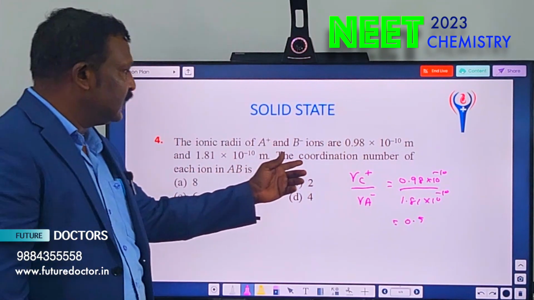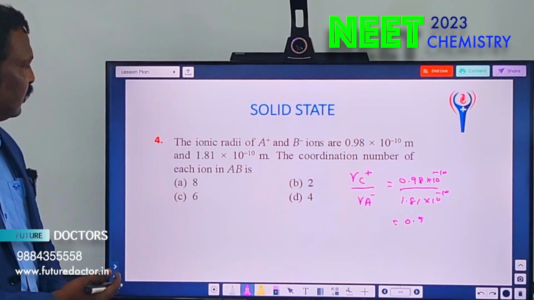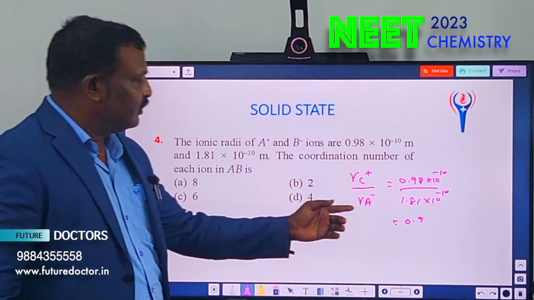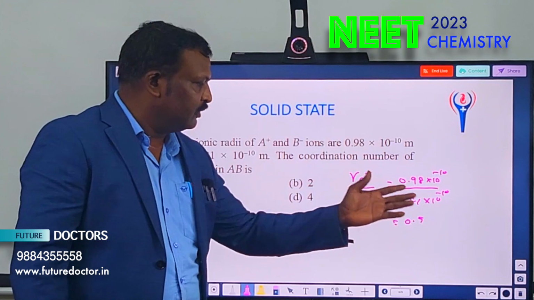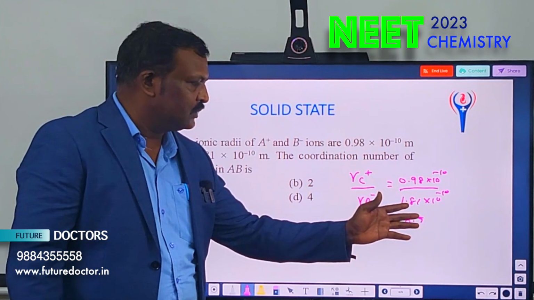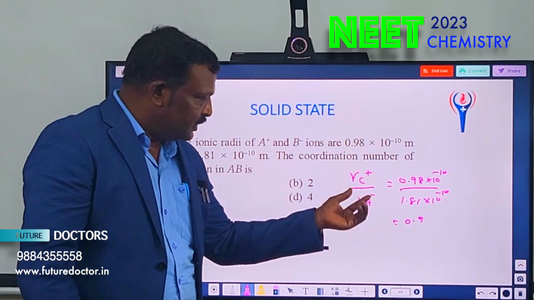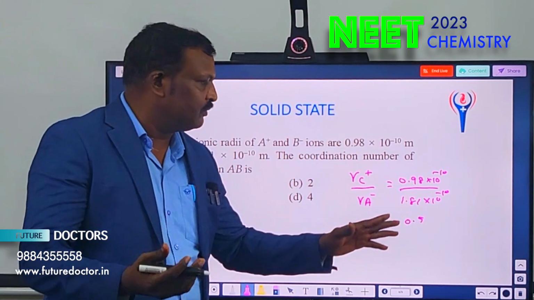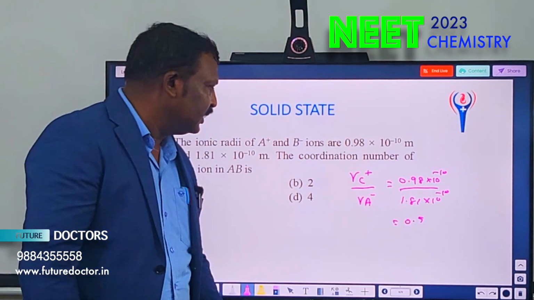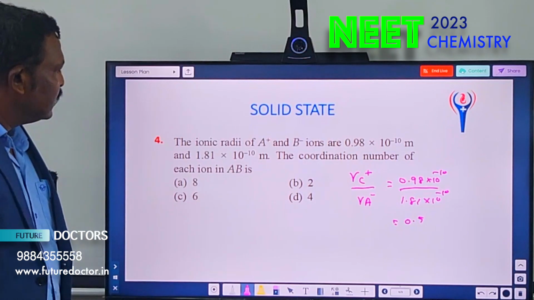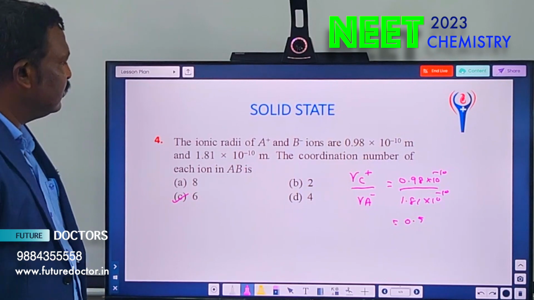But what's the question? The coordination number of each ion in AB. Here we have ranges based on the ratio values: 0.155, 0.225, 0.414, 0.732, 1. Based on this ratio, we can predict what kind of shape the structure has. So it is octahedral. So simply you can say the answer is C, the correct one. Understood? Right.